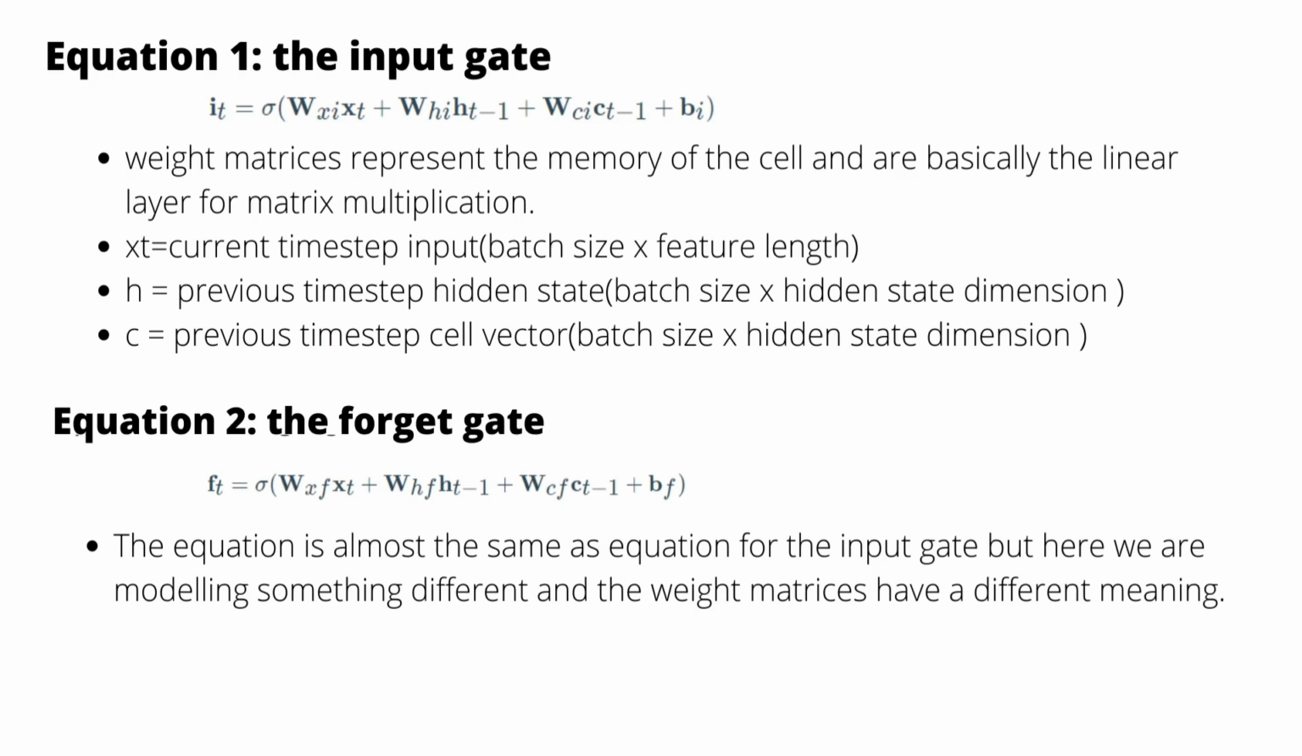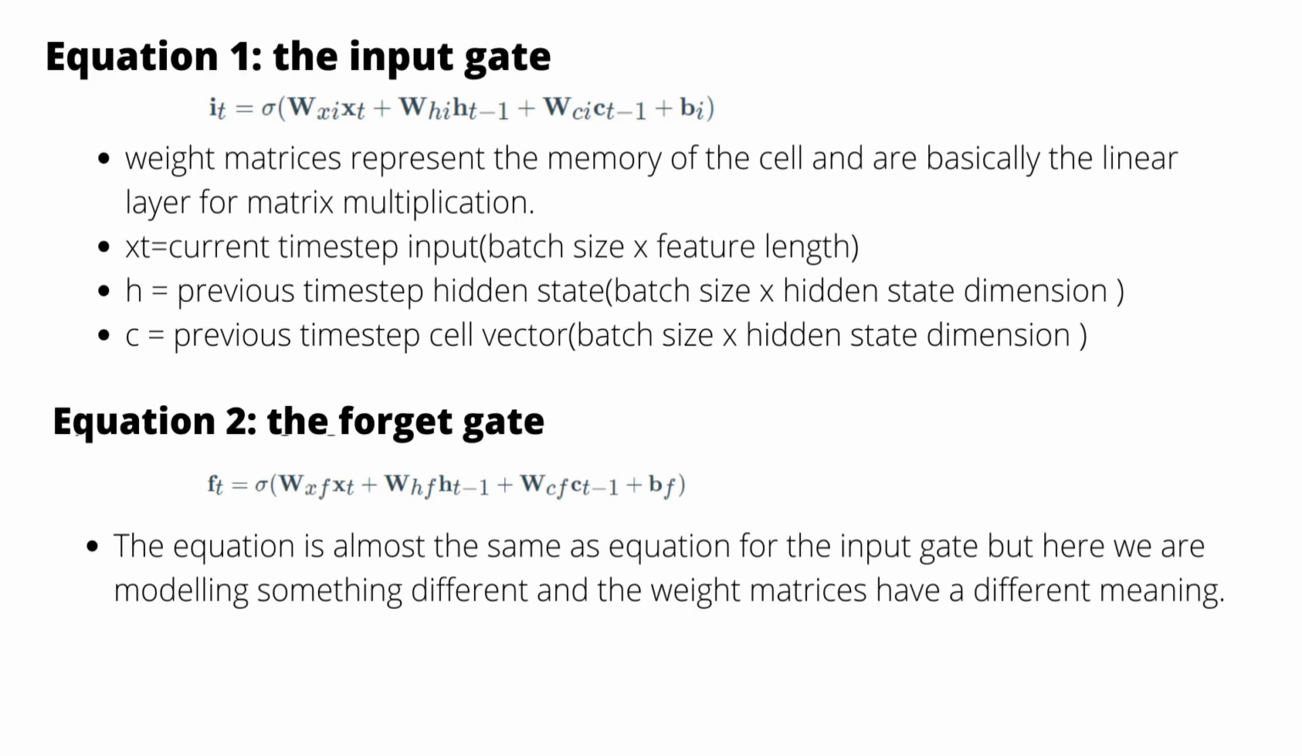And then we have xt, that is the current time step input, having the batch size into feature length dimension. Feature length here refers to the dimension of the embeddings that you're using. For example, if you're using a 50 dimensional word embedding, then the feature length is 50. So basically this was about the input gate. We'll later see how the input gate is acting as a filter for the input that is used for generating the new cell state vector.